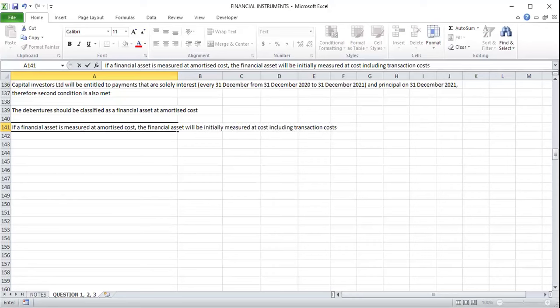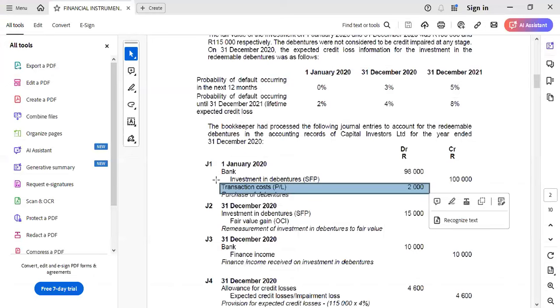Right, now there are two things that are wrong with this journal entry. I can say three. Number one, the investment is an asset. When you acquire an asset, you are supposed to debit it. So they were supposed to debit the investment 800,000 plus 2,000, which is 802,000, and they were supposed to credit bank 802,000.